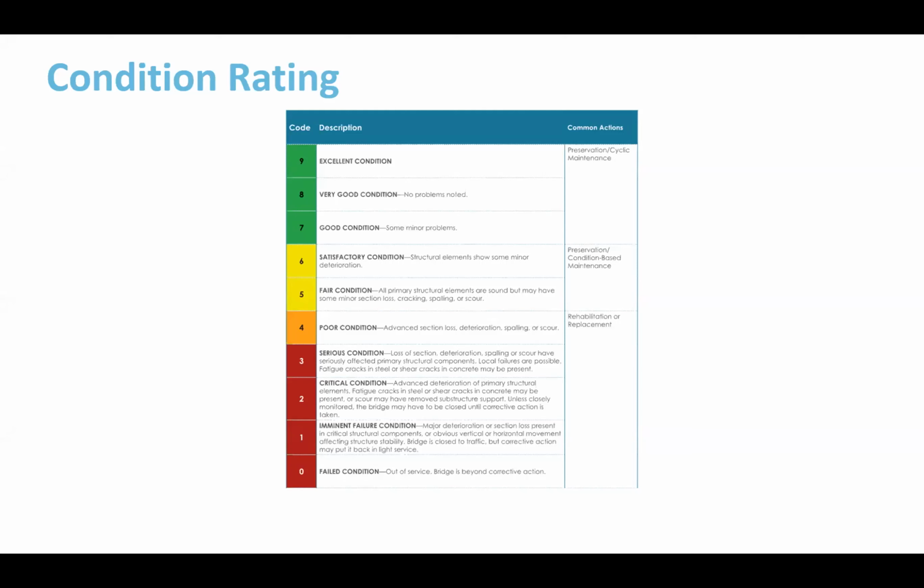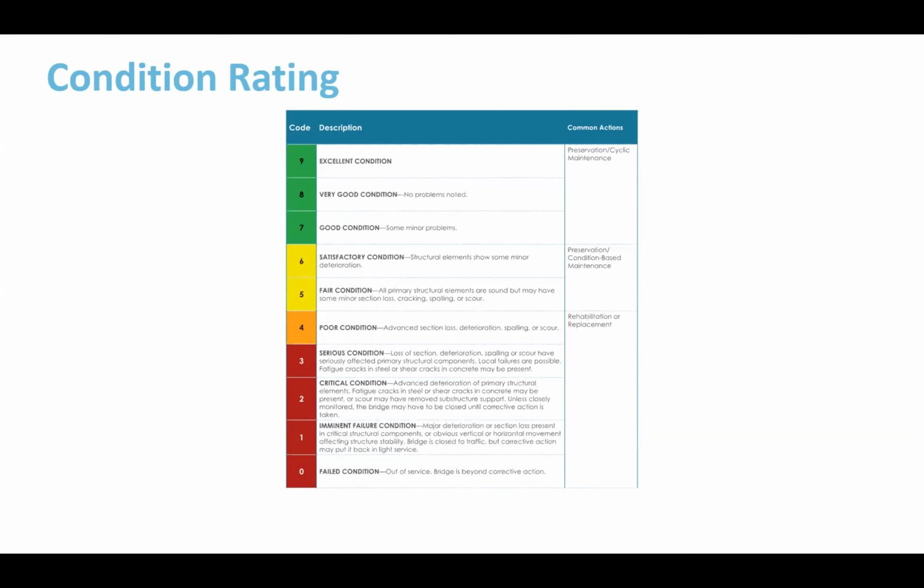Off to the right, you see some common actions that are recommended. This is by the Federal Highway Administration. If you're in the green category, the top 3 numbers, you would be in a preservation, a cyclic maintenance cycle. If you're in yellow, you're looking at condition-based maintenance. If you're orange and then going to red, you're looking at rehabilitation and replacement. So again, a 4 and lower is the dividing line for being structurally deficient.